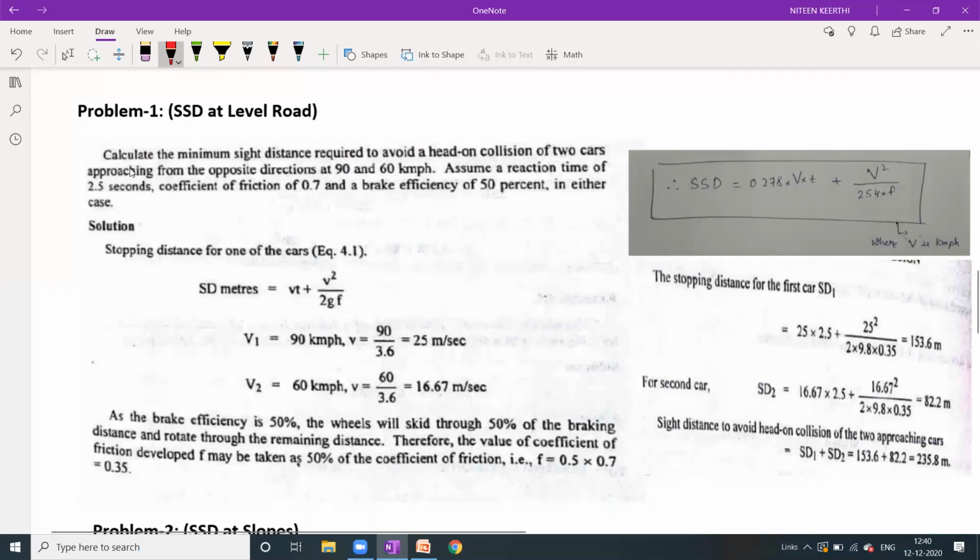Okay, so here what he is saying: calculate the minimum sight distance required to avoid head-on collisions of two cars approaching from opposite directions at 90 kmph and 60 kmph. So car 1 is 90 and car 2 is 60 kmph. Assume a reaction time of 2.5 seconds, coefficient of friction as 0.7 and braking efficiency as 50% in either case.